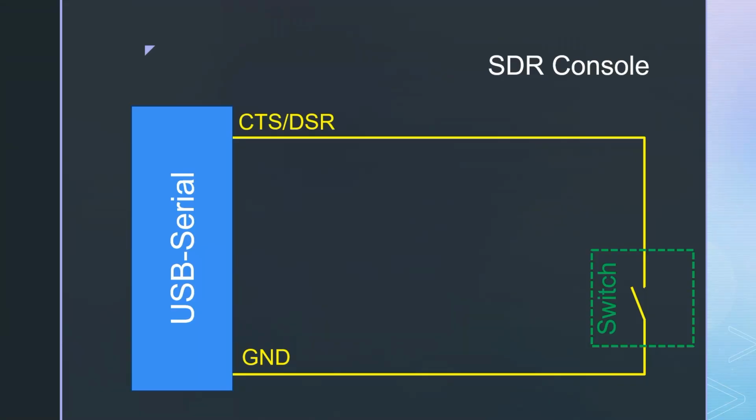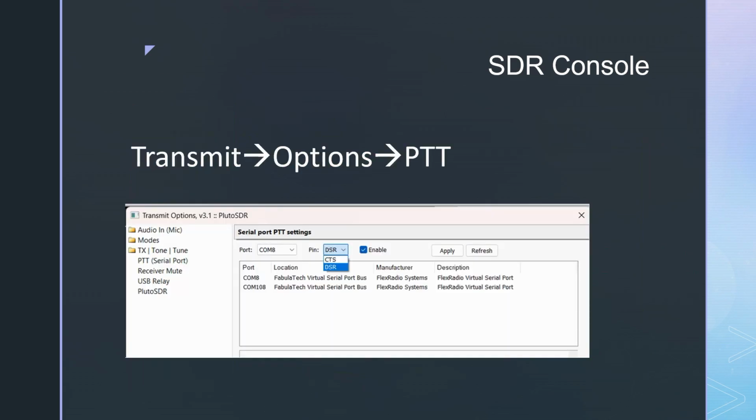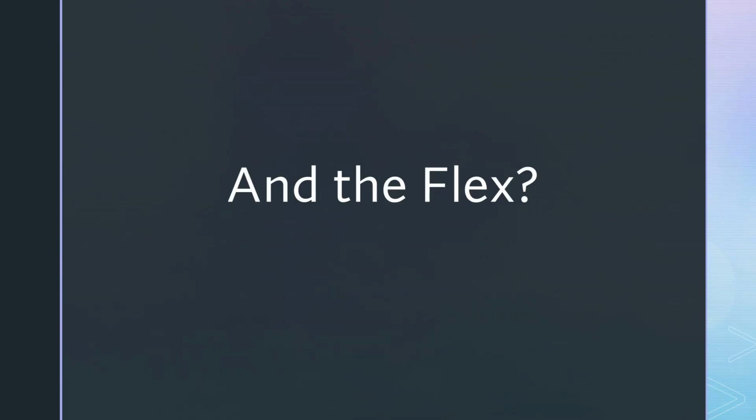For the SDR console, the connection is simple. We connect the switch between either CTS or DSR and ground. In the software, we select the port and the pin accordingly. Done. The Flex is not as simple, and it took me quite a while to find out how it works.